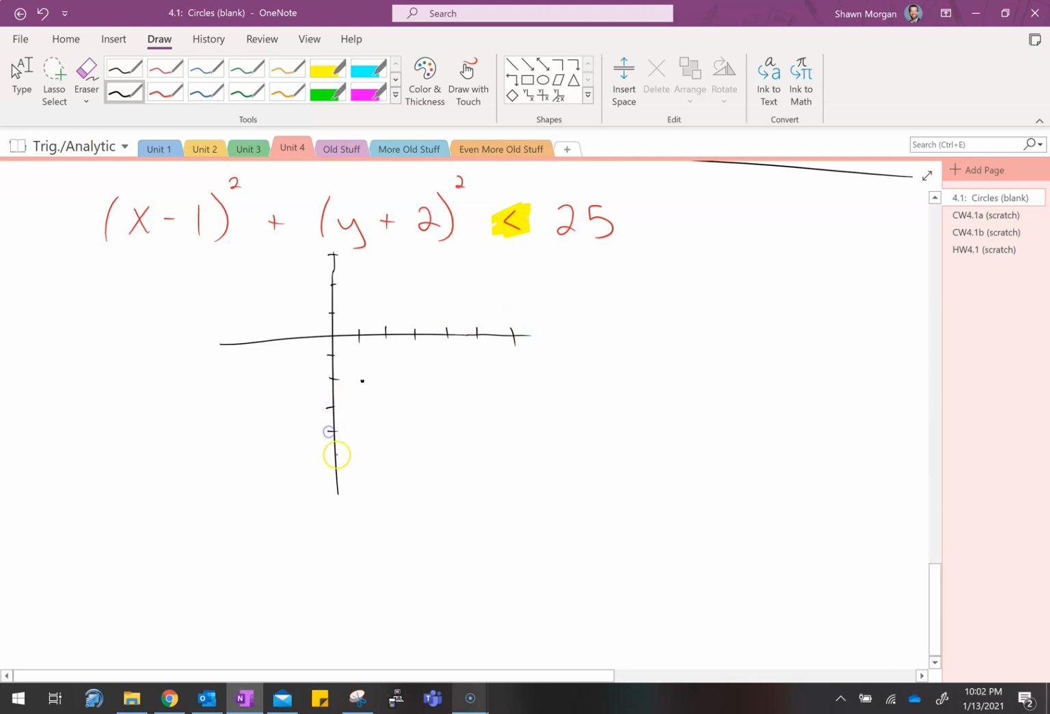You guys are used to doing this, hopefully. 3, 4, 5. And you want to try to make your tick marks 1, 2, 3, 4 as equidistant as possible so that you can have a nice round circle instead of kind of an oval type shape. Now, given that this is less than, as I said a minute ago, you want to make a dotted curve instead of a solid curve.